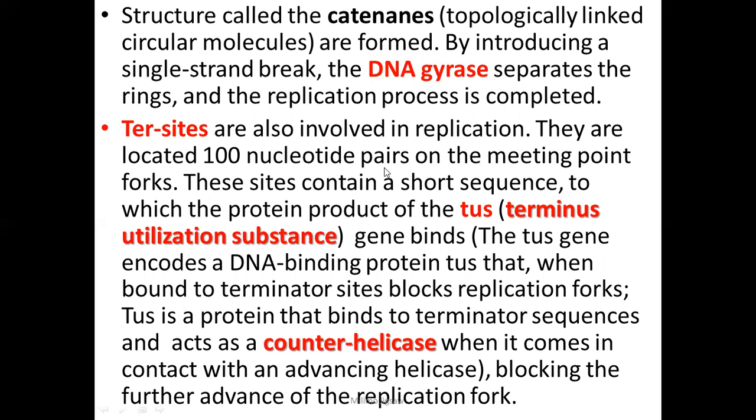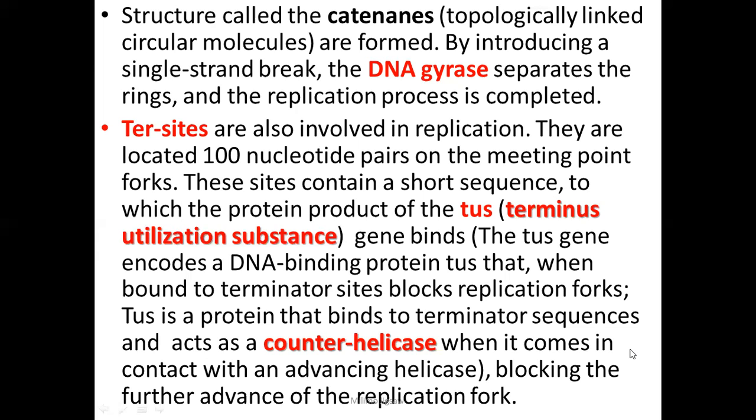utilization substance. So the TER sites are also involved in termination. They contain a short sequence to which the protein product of the TUS, or terminus utilization substance, gene binds. So this gene encodes the DNA binding protein TUS that, when bound to the terminator site, is going to block a replication fork.